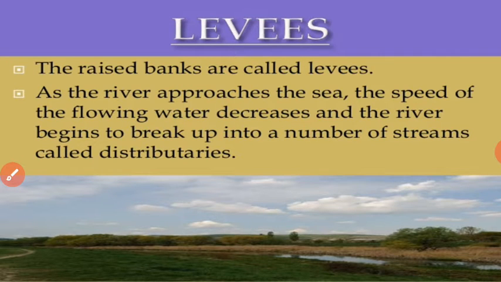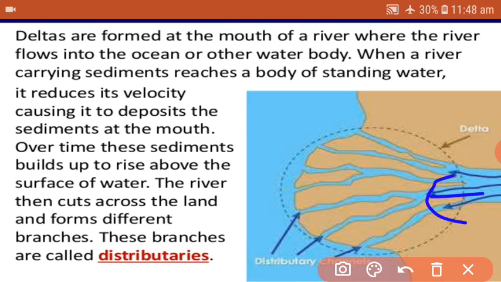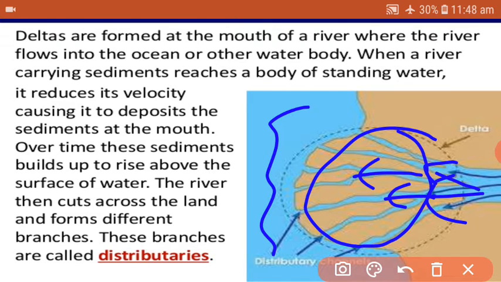As the river approaches the sea, the next thing we are going to see about is this particular part. As the river approaches the sea, the speed of the flowing water decreases and the river begins to break up into a number of streams, and those streams are known as distributaries. Now what are those, we will find here. As the river is about to approach the sea, the velocity of the river decreases. It gets a sluggish, very slow flow, and because of that it starts being distributed into a number of streams, and such streams are known as distributaries.